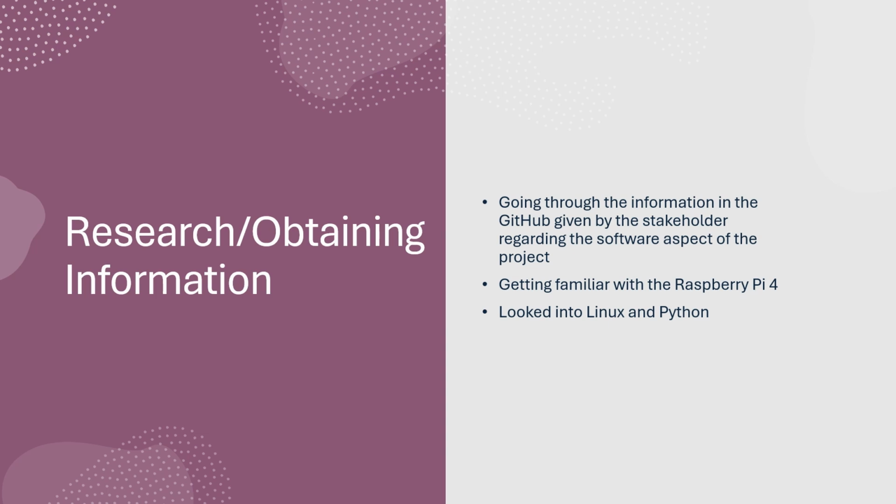After meeting with our stakeholder for this project, I went through the materials and information that were provided for us. As a computer engineering major, I was responsible for the software aspect of this project. This means going through the coding information on the GitHub that was made by the stakeholders. Since the choice of board was a Raspberry Pi 4, I looked into the Raspberry Pi to get familiar with it. Not only that, since the operating system is Linux and Python is being used, I also did some research on them.